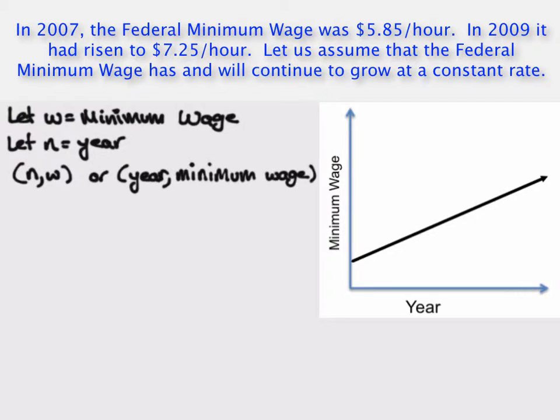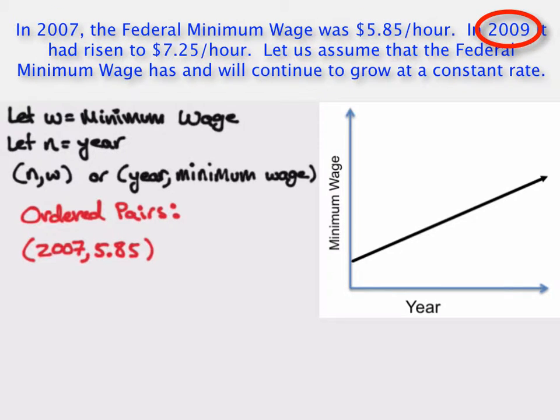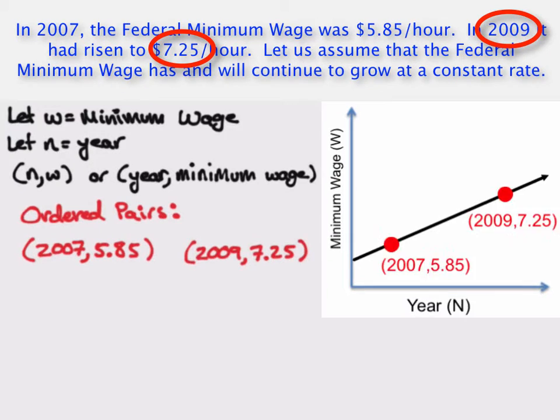Alright, and my claim is that from the information we're given, we can create two ordered pairs about the year and what the federal minimum wage was in that year. In 2007, the federal minimum wage was $5.85. So we get the ordered pair (2007, 5.85). And in the year 2009, this minimum wage was $7.25. So we've got the ordered pair (2009, 7.25).